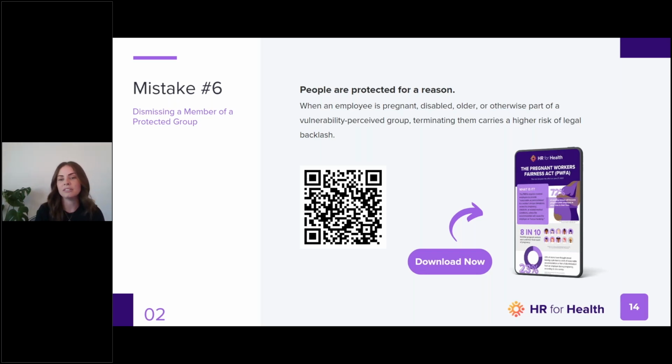Pregnant and disabled are definitely high risk. So you want to make sure that you're taking extra precaution in that case.